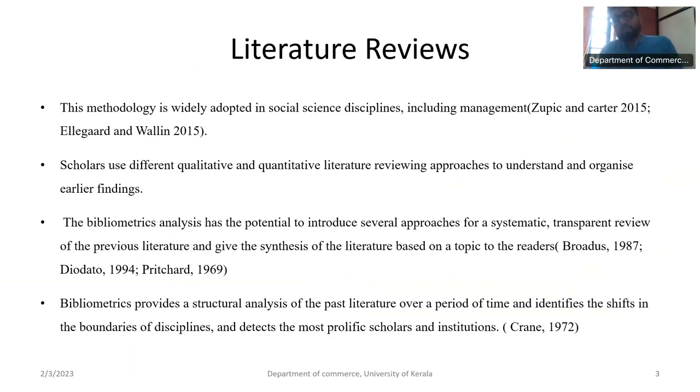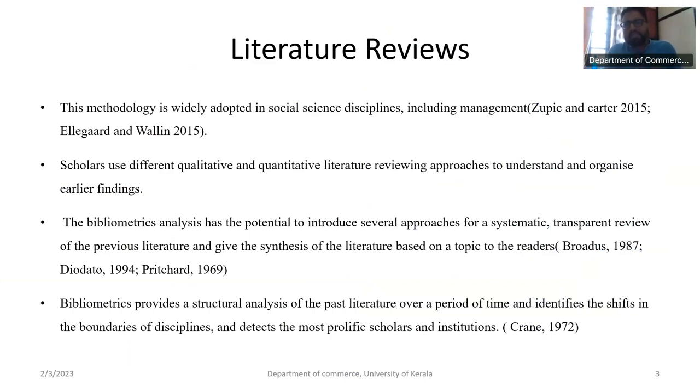Institutions all around the world are now performing this bibliometric analysis. There are different software available like RStudio, Bibliometrix, and these programs aim at finding some network. This network provides detailing of the different mapping of keywords, the mapping of collaborations of authors, countries, and universities, etc. This bibliometric analysis provides a structural analysis of the past literature over a period of time, identifies the shift in the boundaries of disciplines, and dictates the most prolific scholars and institutions. That will be one agenda.